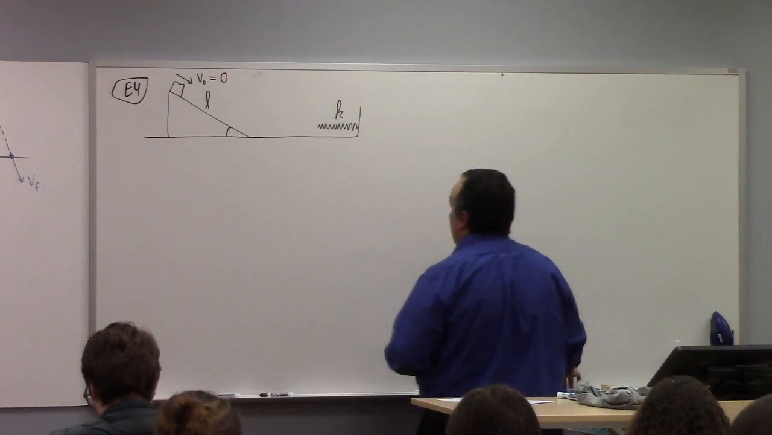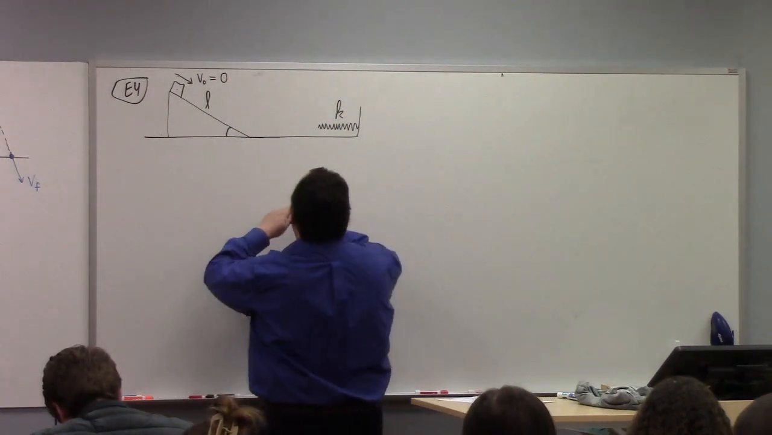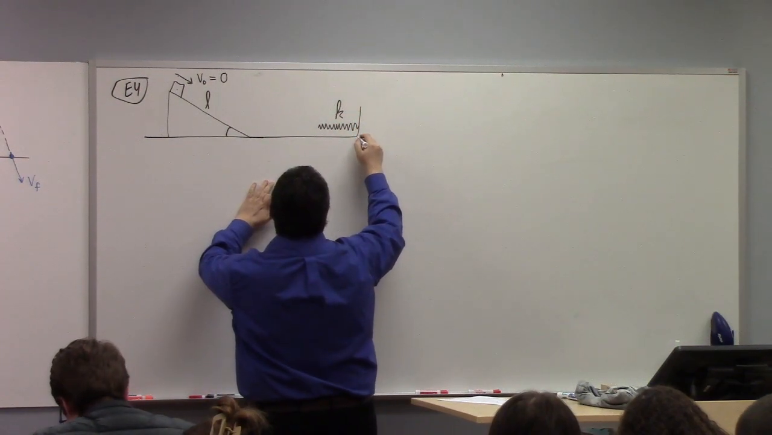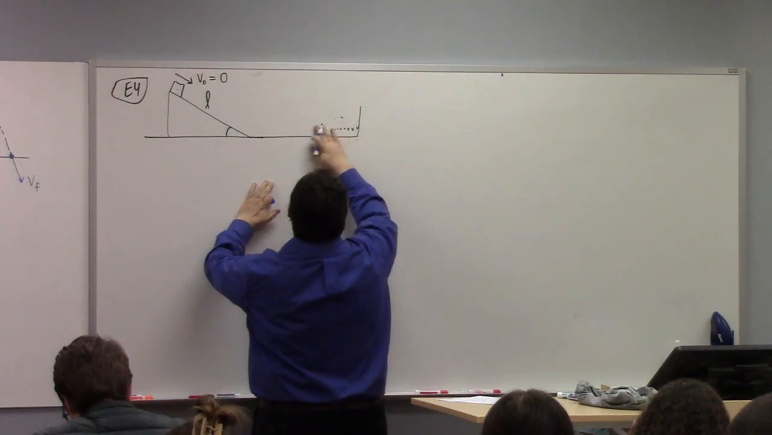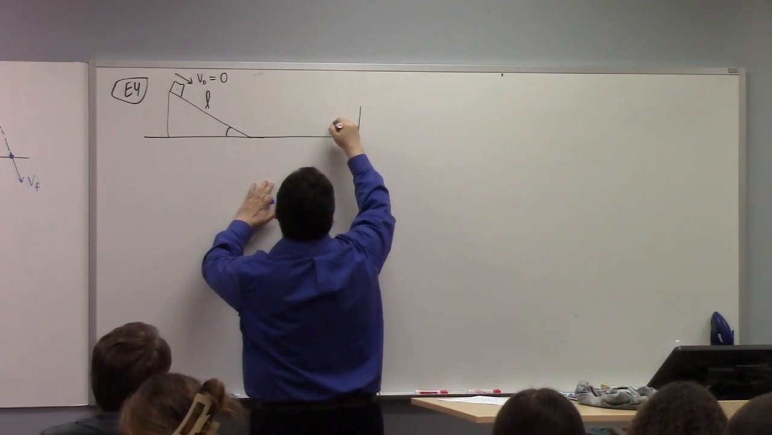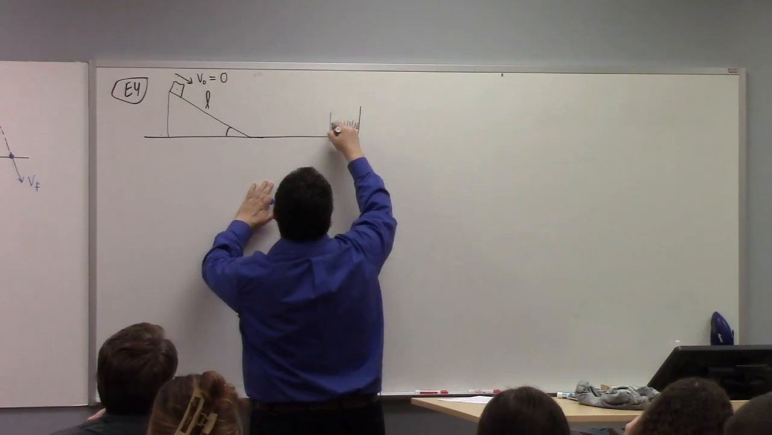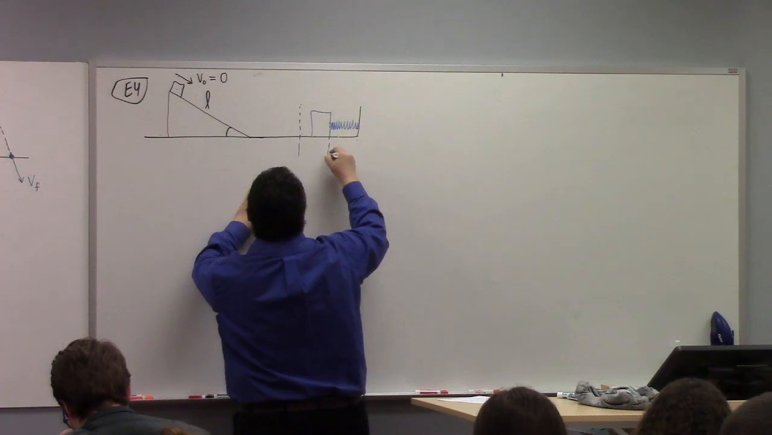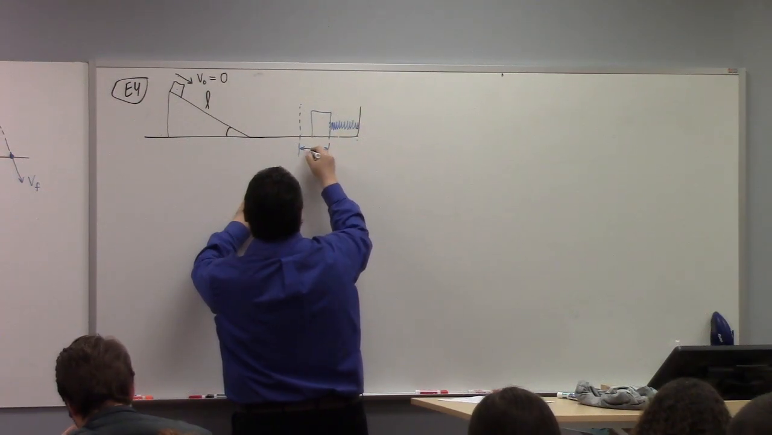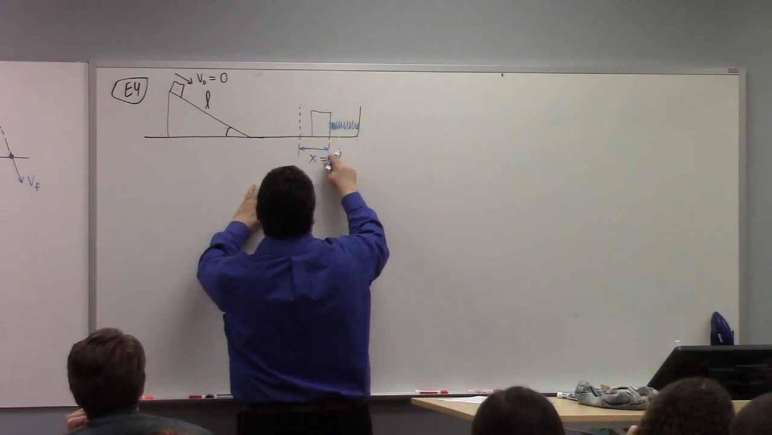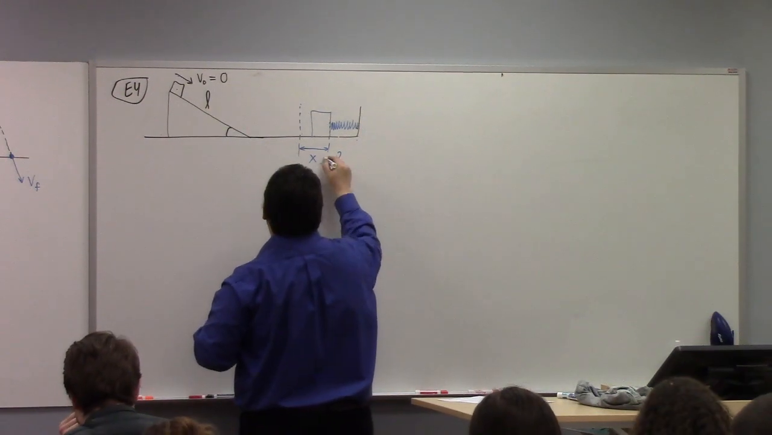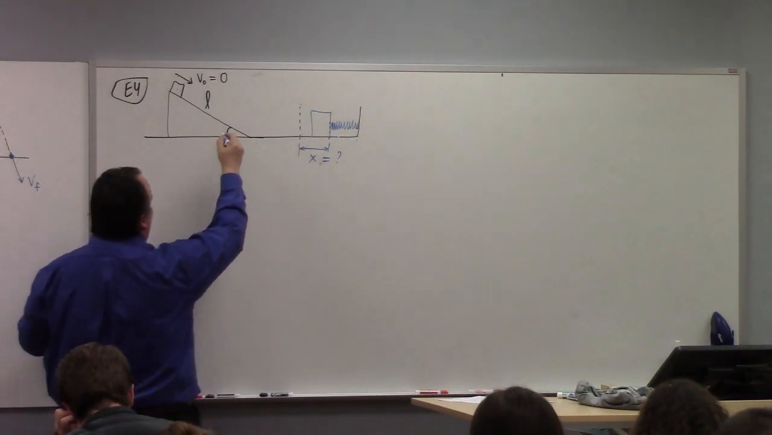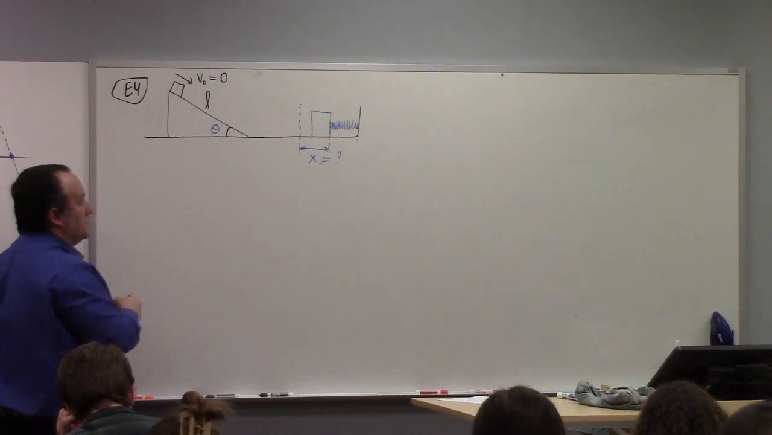All right, so I'll draw the picture. Here's the end, and this is the start. Maybe this is the equilibrium. How far did it compress the spring? How far is the spring compressed in this situation? And we'll let the angle be given as theta here.